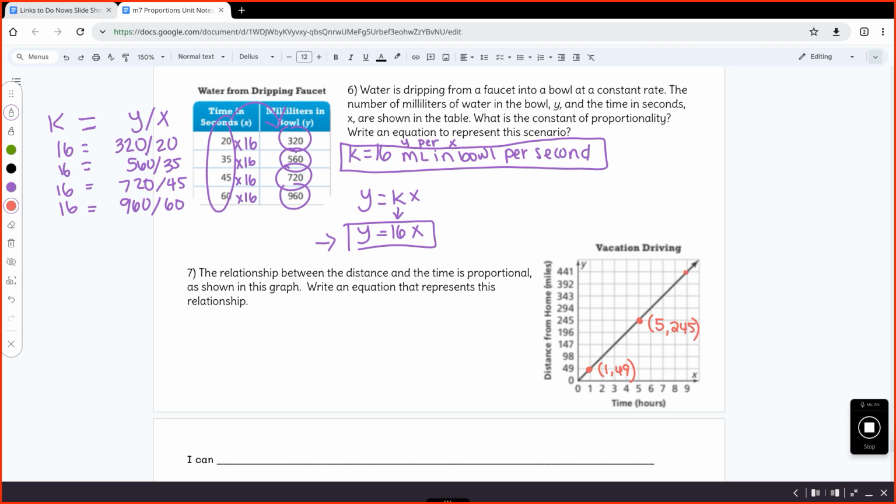And I'm going to pick this point here, which is 9, 441. And then I'm going to take my x's and divide them. Actually, we're going to take the y's and divide them by the x's. Okay, so 441 divided by 9, 245 divided by 5, 49 divided by 1. And you should get 49 for each of them. So because of that, you got K to be 49.